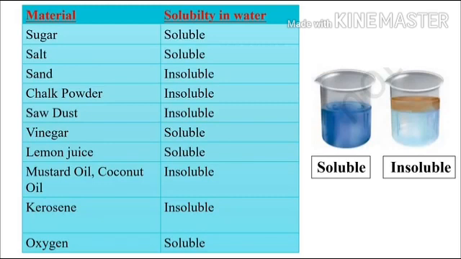Here we have a list of materials that are soluble and insoluble in water. For example, salt, sugar are soluble in water, whereas sand, chalk powder, sawdust, mustard oil, coconut oil are insoluble in water. So, a soluble material will completely dissolve in water like this, whereas an insoluble material like oil will not dissolve in the water and will form a separate layer like this.